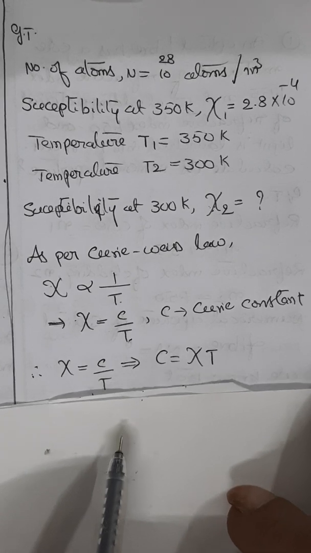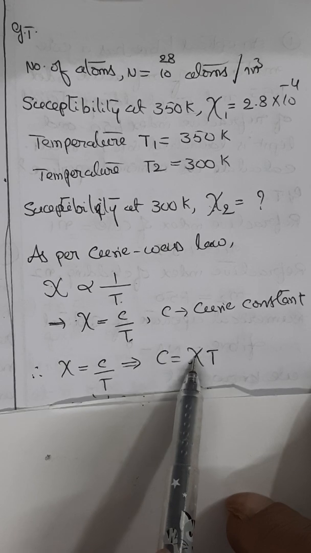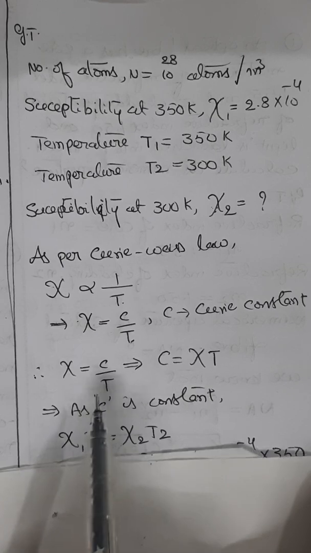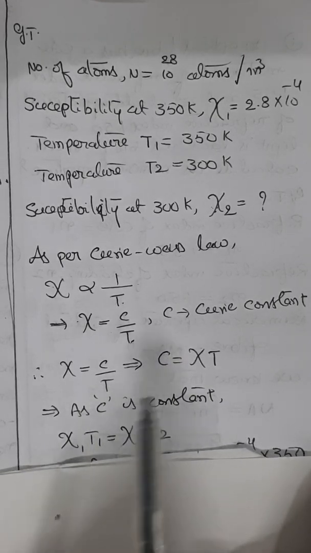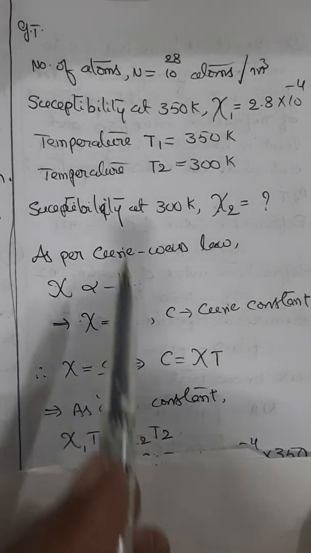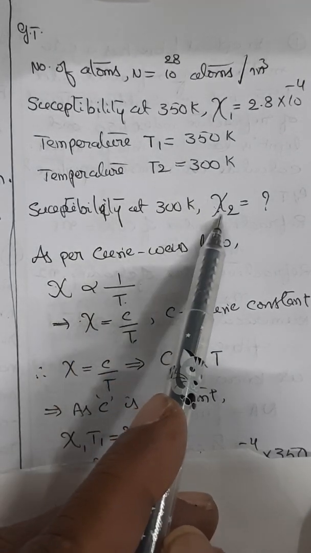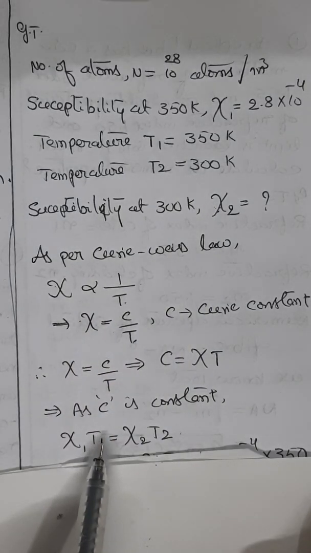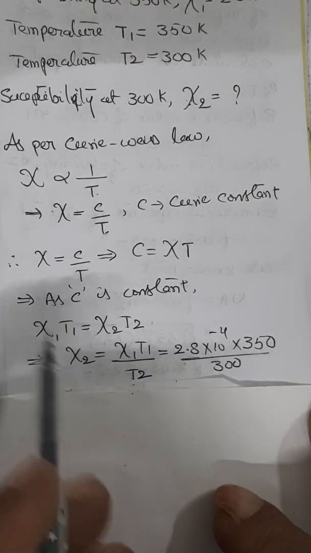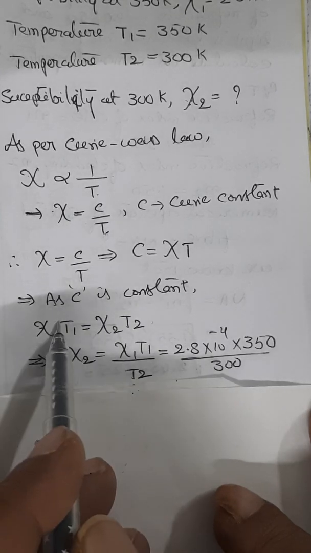When psi into T is constant, that is the Curie constant, then from that we can write psi 1 T1 is equal to psi 2 T2. Because the Curie constant C is constant, psi T is equal to constant means psi 1 T1 equals psi 2 T2. Now you have the psi 1 value, T1 value, and T2 value, and psi 2 is to be computed. Just substitute here. Therefore, psi 2 will be psi 1 T1 by T2, by cross multiplication.